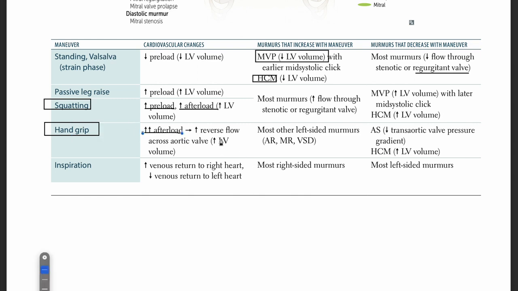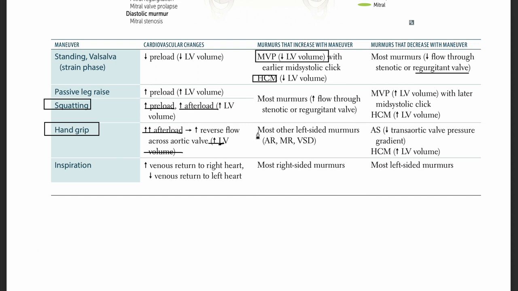Okay. And increase in reverse flow across the aortic valve. So increase in left ventricular volume. Okay. That's what that means everywhere else. The left ventricular volume decreases, so when it decreases, you'll hear it a lot more because now there's more area in the chamber to make the sound in. Okay, that's why. But that could be true for these two, so I don't know how that would help you remember that.